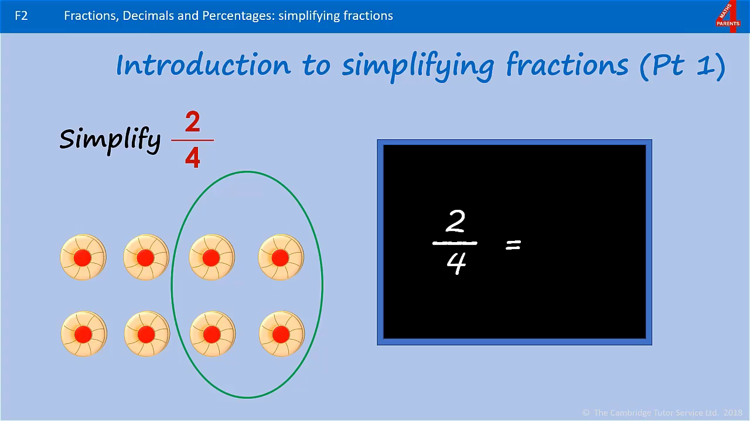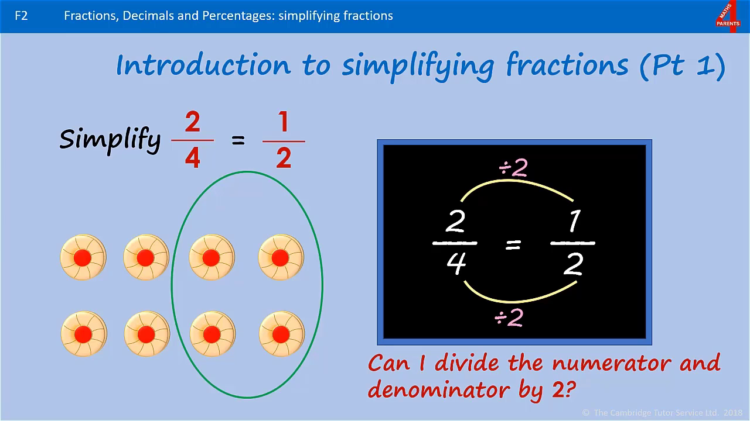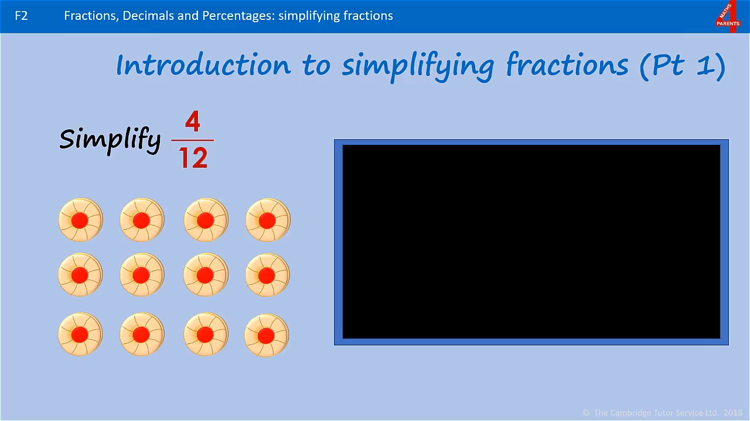Remember how to simplify 2/4 so that you can't divide it any further. Divide the numerator and the denominator by 2. 4 divided by 2, that's 2. 2 divided by 2, that's 1. So you know how to simplify a fraction that represents 1/2. This time we have 4/12. How are we going to simplify that?